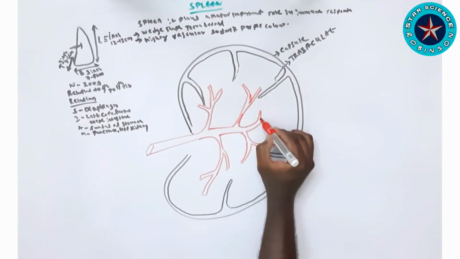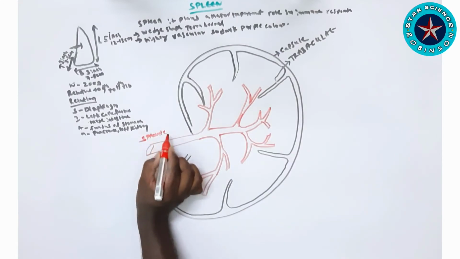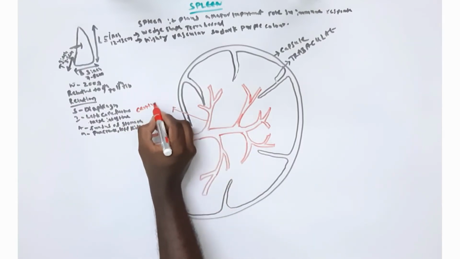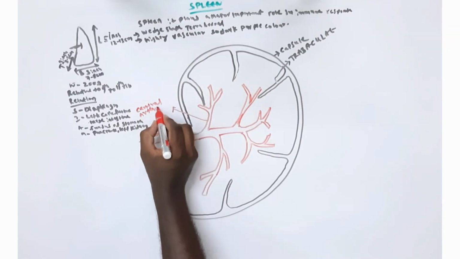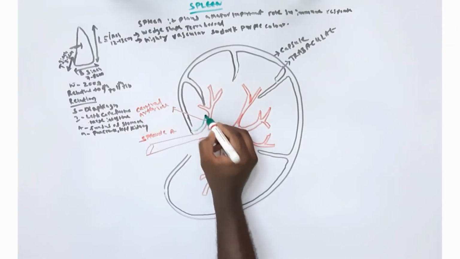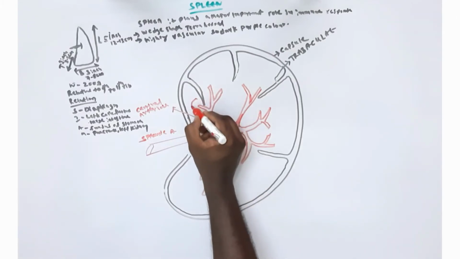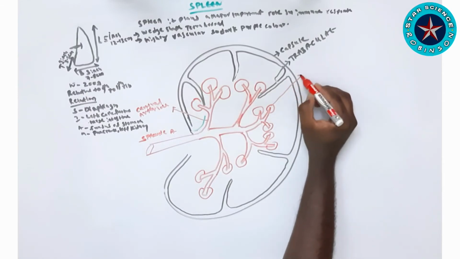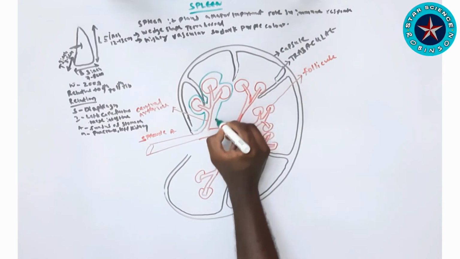So just remember, the name of the artery is the splenic artery, and once it is inserted into the hilum of the spleen, it is called the central arteriole. So the branches are called central arterioles. Just remember that at the blind end of the central arterioles, there is no direct connection to the vein.